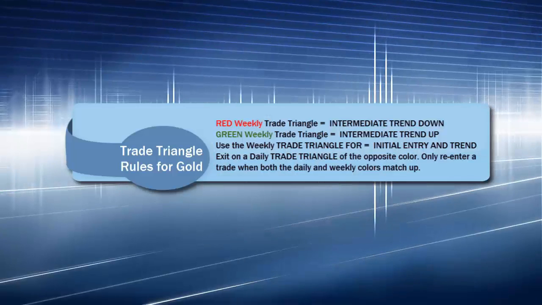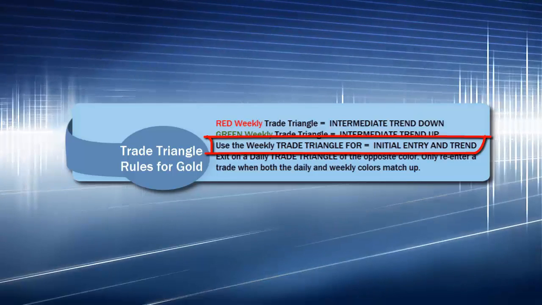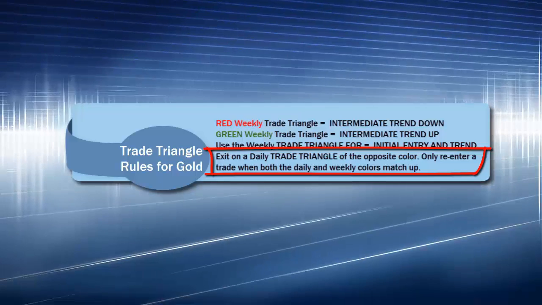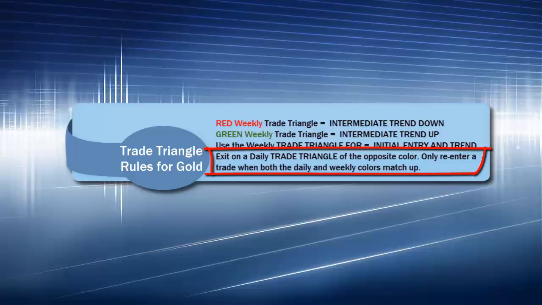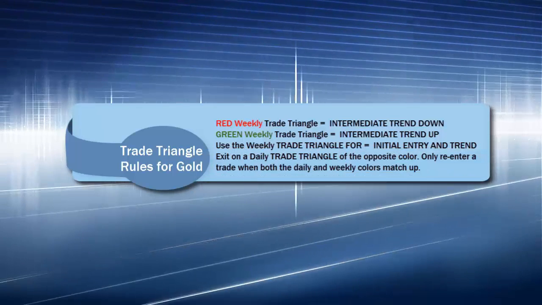As promised, here are the trade triangle rules for gold. You want to use the weekly trade triangle for entry and trend. Exit on a daily trade triangle of the opposite color. Only re-enter a trade when both the daily and weekly colors match up. There you have it. That's the rules for trading gold.